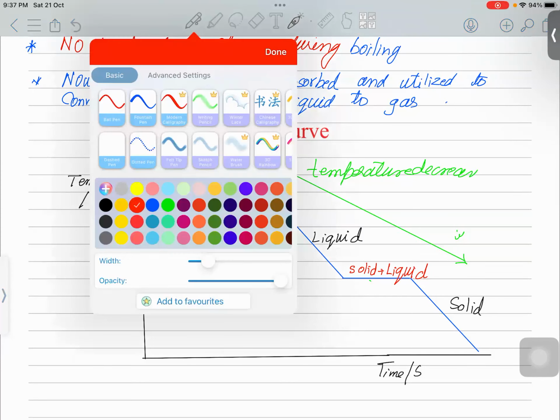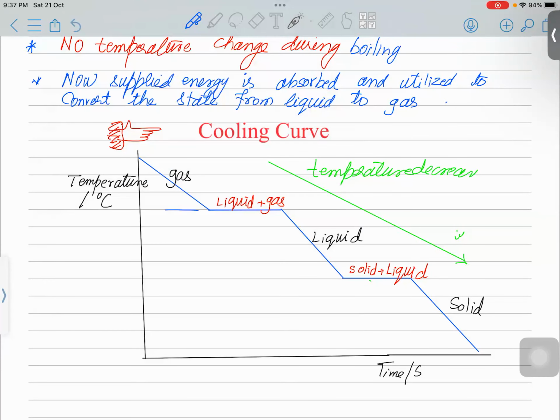Yes, anyone can tell me the name of this temperature? Boiling point. Sorry? Sir, boiling point. When gas converts into liquid, is it called boiling or condensation? Sorry, condensing. This is called condensation point. Condensation means when gas converts into liquid, this is called condensation.